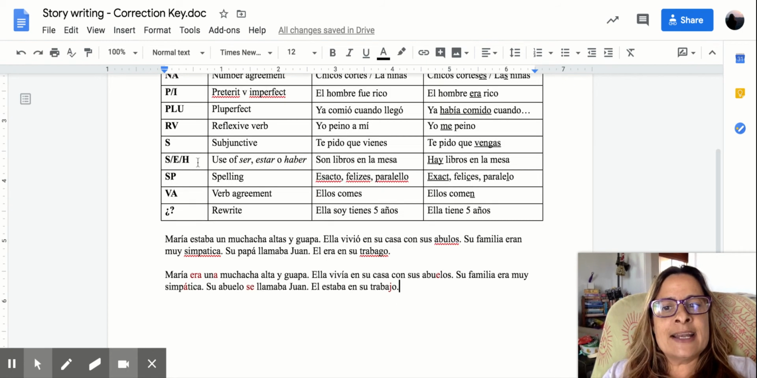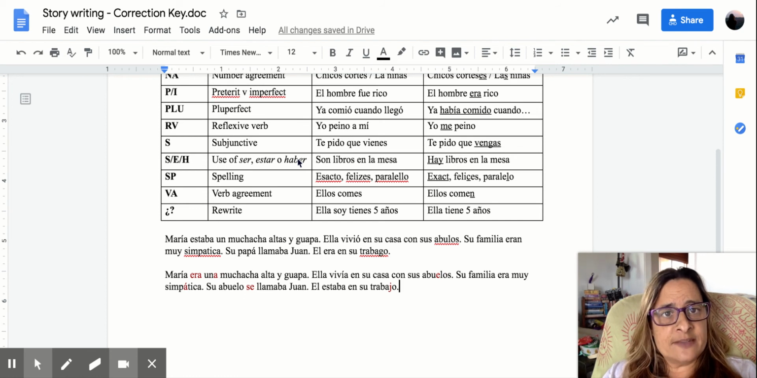Ser, estar, and haber is basically that you're using ser when you need estar or when you need haber. So we've already reviewed ser and estar quite a bit. What you need to remember with haber is haber means there is, there are. So in the past, you can say había or you can say hubo. And you have to look at the rules of the preterite and the imperfect to see which one you need. So I could say, en 2 horas hubo 2 accidentes. In 2 hours, there were 2 accidents.